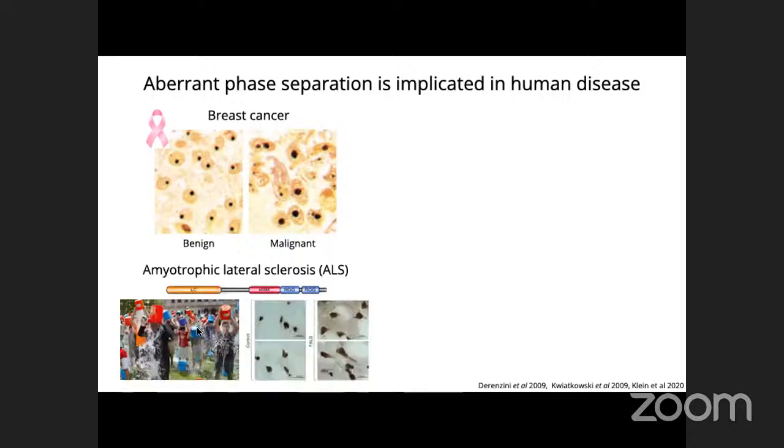About 10 years ago, there was this ice bucket challenge, if you guys remember, to raise money for ALS. The protein that I showed you before that formed that jello-like hydrogel forms liquid droplets in the cytoplasm in patients with ALS, and there are mutations in the low complexity domain that cause it to be more sticky, and then these aggregates are correlated with motor neuron degeneration.